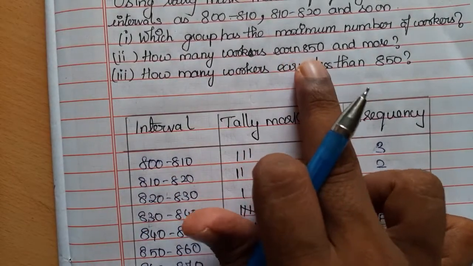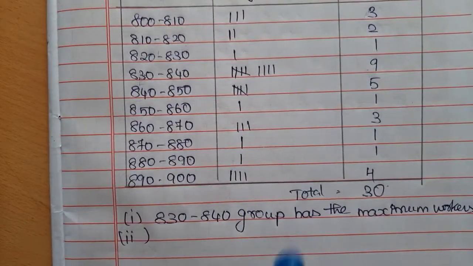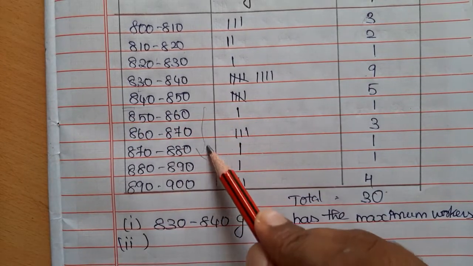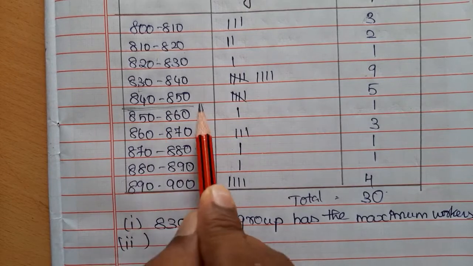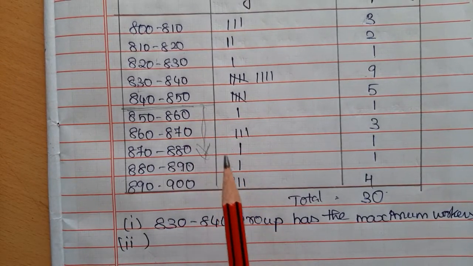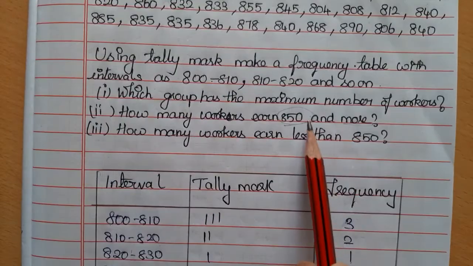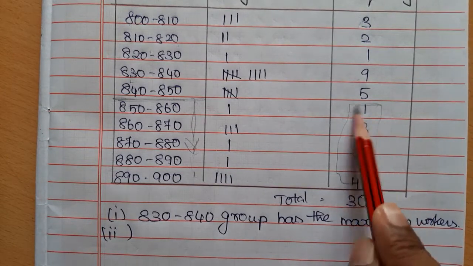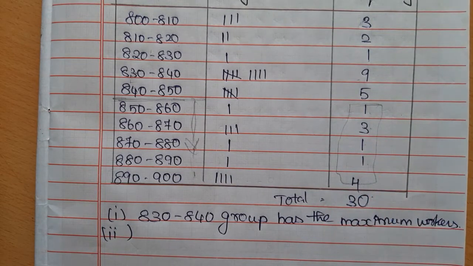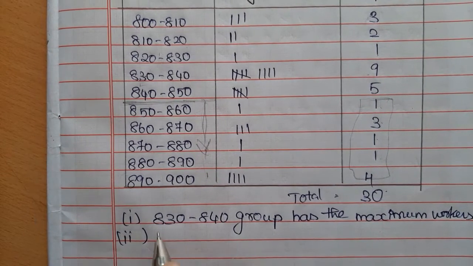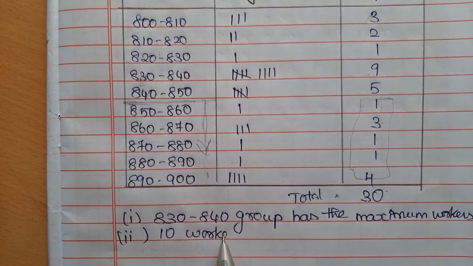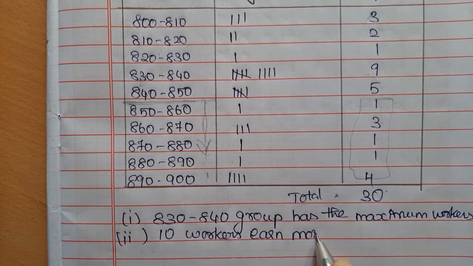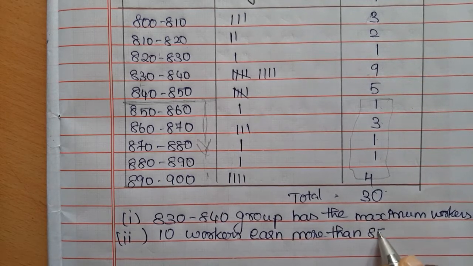How many workers earn 850 and more? So from 850 and more, how many workers are earning? This starts from 850, right? So from this class, everyone is earning 850 and more. So the total number of workers is here. Just add 1 plus 3 plus 1 plus 1 plus 4, we will be getting 10, right? So 10 workers earn 850 and more, right?